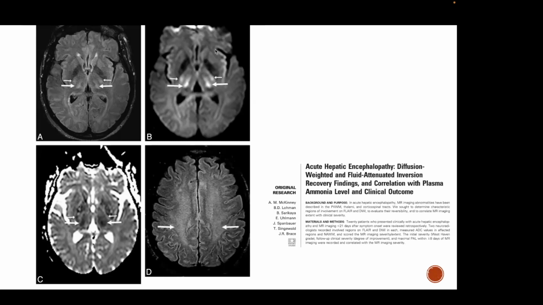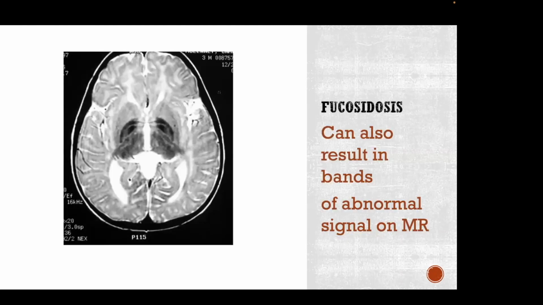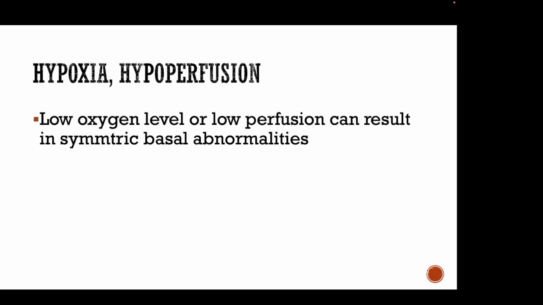So again, when you see these patterns of bilateral symmetric basal ganglia disease, you want to think about liver disease or metabolic disease, in this case, liver disease. But again, another disorder that can also give you bands of abnormal signal. This is usually a pediatric disorder called fucosidosis, which is an inability to handle the sugar fucose. And so this was in a 3-month-old, but again, there's some overlap in these appearances that you should be aware of, but can usually sort these out by history.